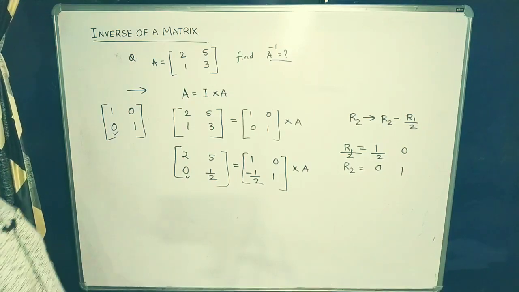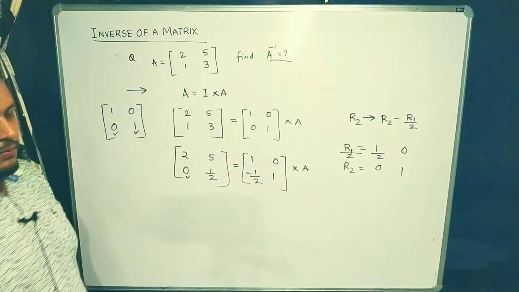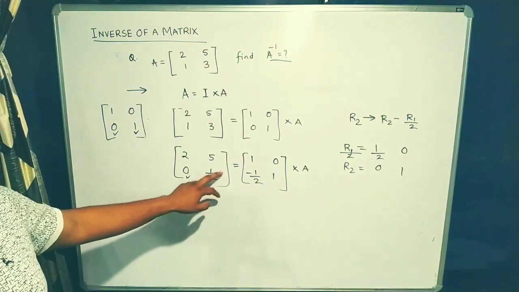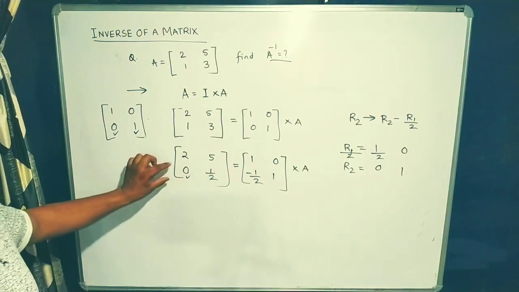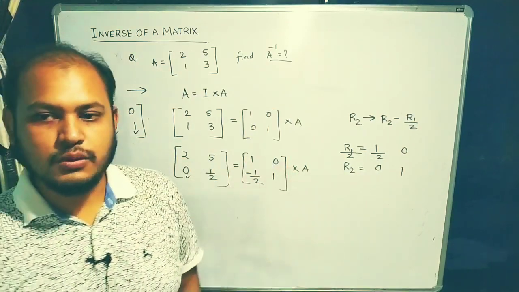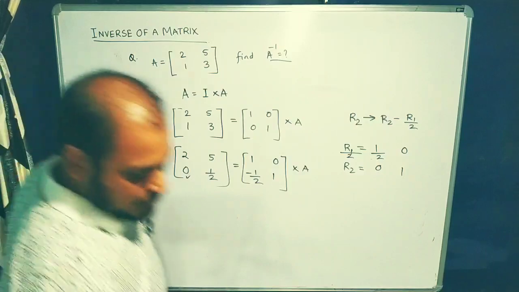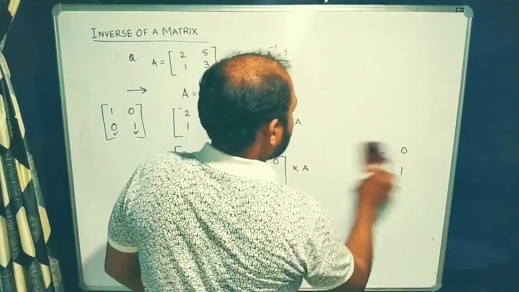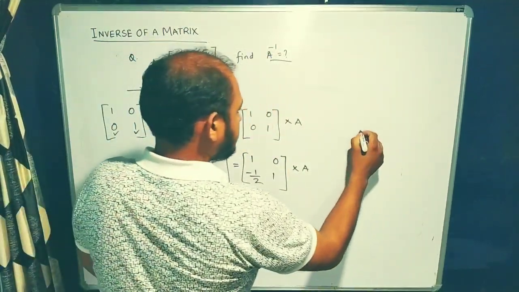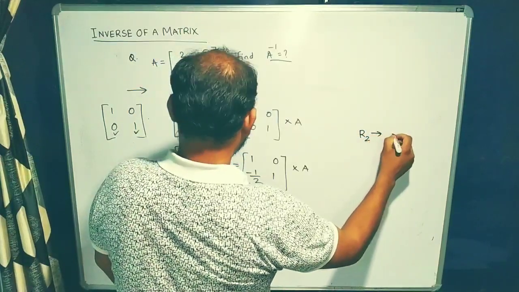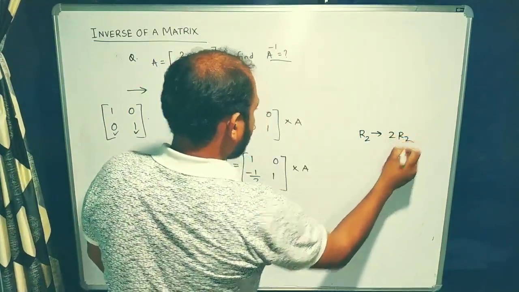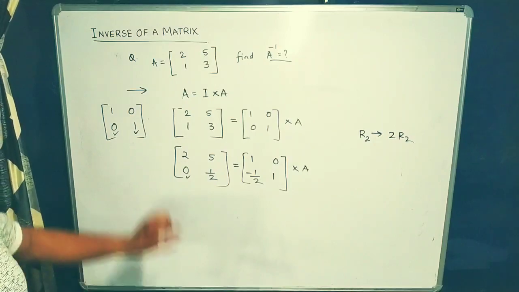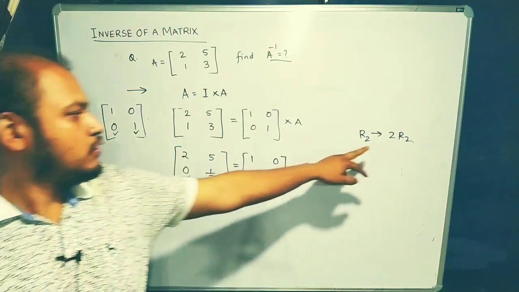The next number that you should try is this one, 1. So how can we achieve a 1 here? Yes, by multiplying the entire second row with 2. So the operation of choice at this point is R2 becomes 2 times R2. That means we have to multiply the entire second row with the number 2.